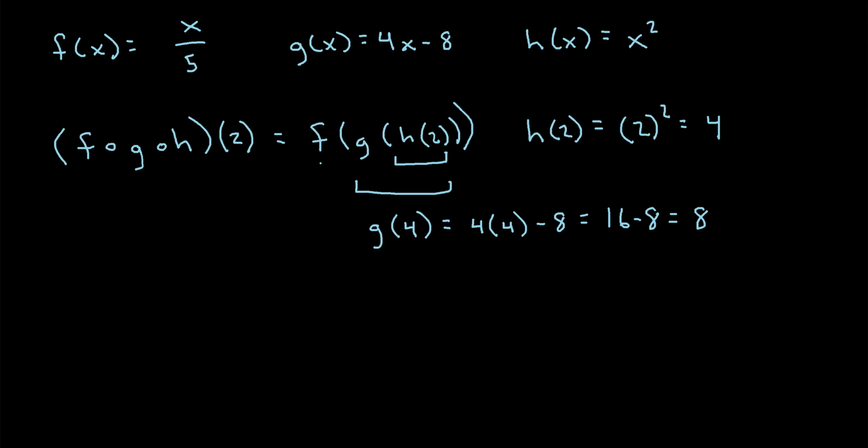Okay, lastly, we're going to look at f of 8. So we're going to plug in the value 8 for x of our f of x equation. So instead of writing x over 5, we'll write 8 over 5. And there's nothing to simplify here, so that turns out to be our final answer, 8/5. So f of g of h evaluated at the value 2 is equal to 8/5.